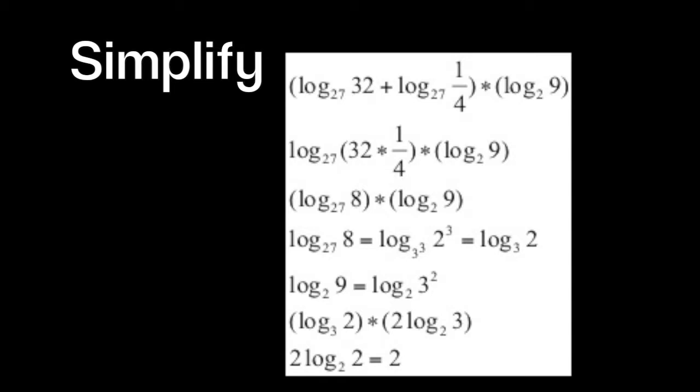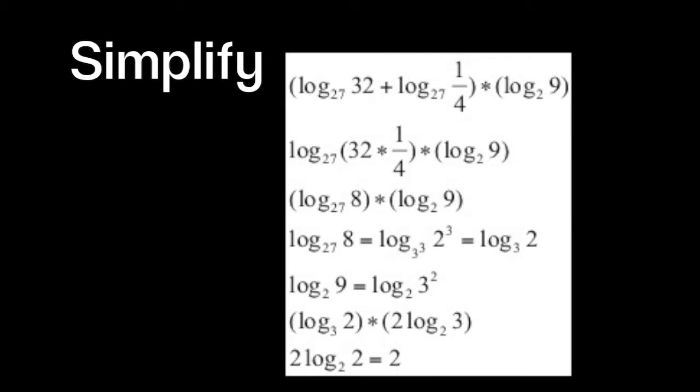In this problem, you will first combine the log base 27 of 32 with the log base 27 of 1/4 using the logarithmic product property because they have the same bases. This will result in log base 27 of 8. You can rewrite this as log base 3 cubed of 2 cubed. The exponent of 3 in the base will cancel with the exponent of 3 in the argument, simplifying the log into just log base 3 of 2.